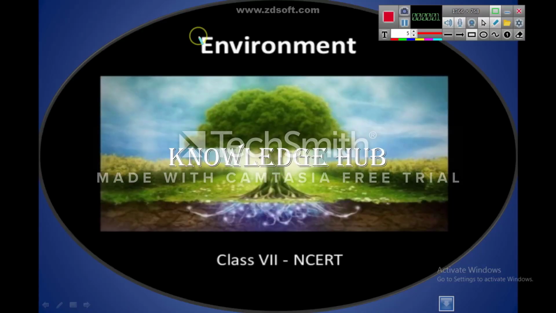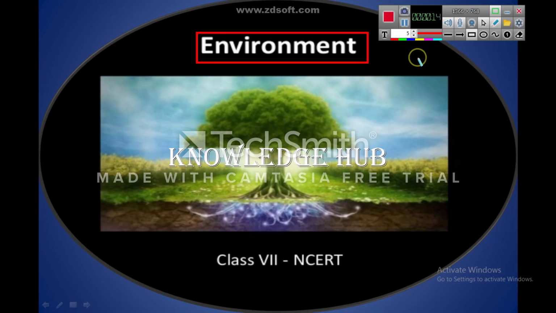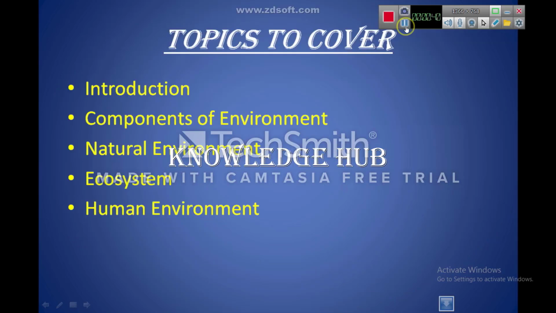Hello students, today we will learn about chapter 1 of Geography of class 7th. Name of the chapter is Environment. As the name suggests, environment. What is the meaning of environment? Simply, environment means what we see in our surrounding is called environment. Topics that we cover in this video are introduction, components of environment, natural environment, ecosystem, and human environment.